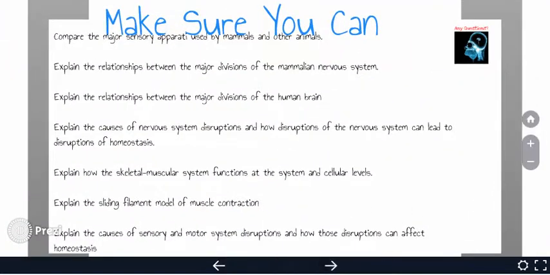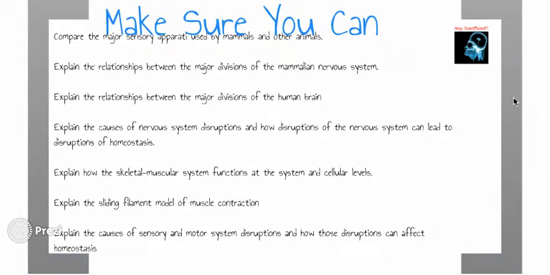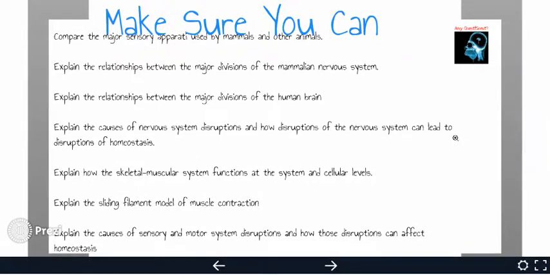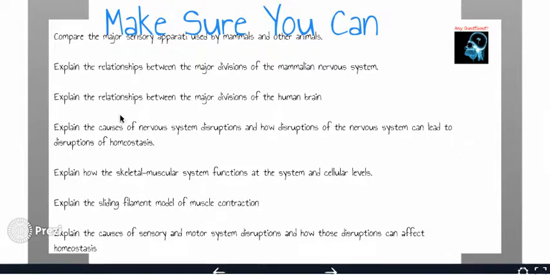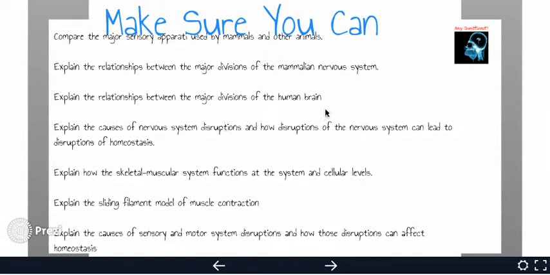And that's it. Okay, so make sure that you understand some of the sensory information in the beginning. We went over in that class the other day. Be able to explain the major divisions of the nervous system: autonomic, sympathetic, parasympathetic. Explain the relationships between the divisions of the human brain. So that's cerebrum, cerebellum, medulla.